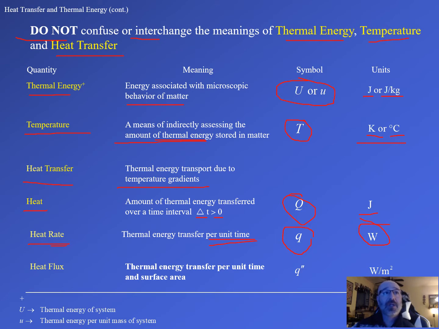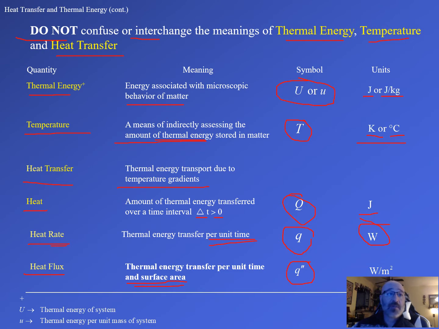And last, we're going to look at heat flux. Heat flux is thermal energy transfer per unit time and surface area. So the flux adds in surface area. Our symbol is q double prime, and it's in units of watts per meter squared.